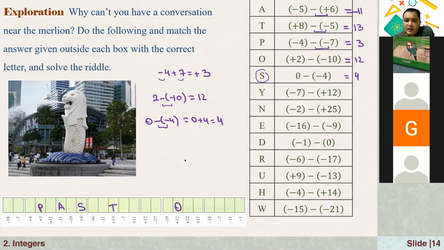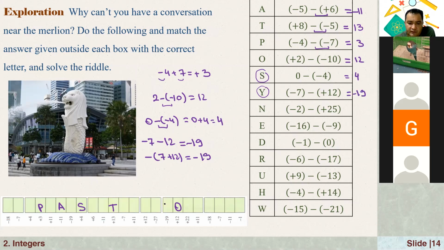Next, Günel, can you do Y? What is negative 7 minus positive 12? So minus 7, I just write here minus 7, right? Minus plus, that is 19. Minus 12. Negative 7 minus 12, is it 19 or negative 19? It is negative 19. Take the minus out. Here we have 7 plus 12, so that's equal to minus 19.